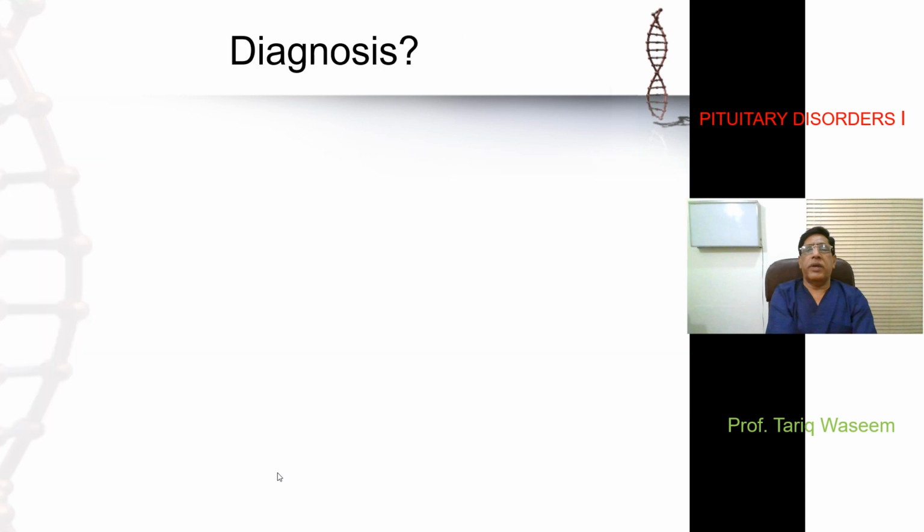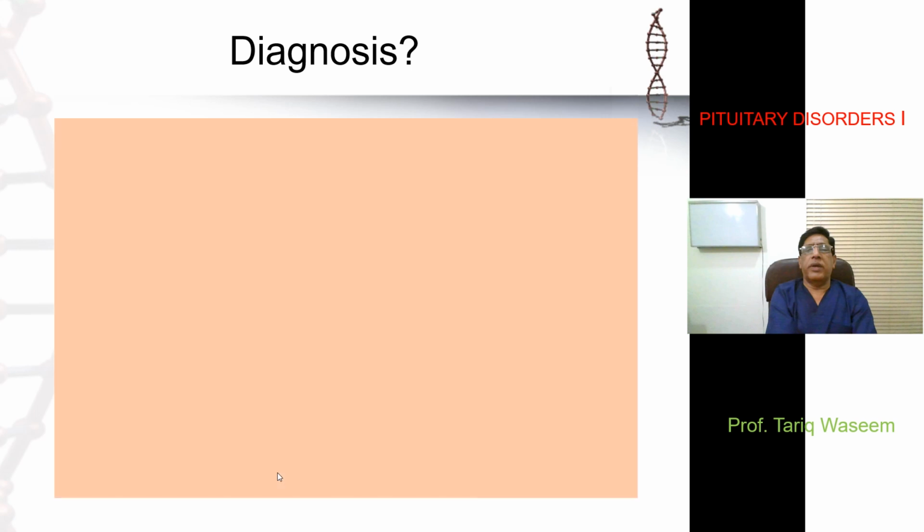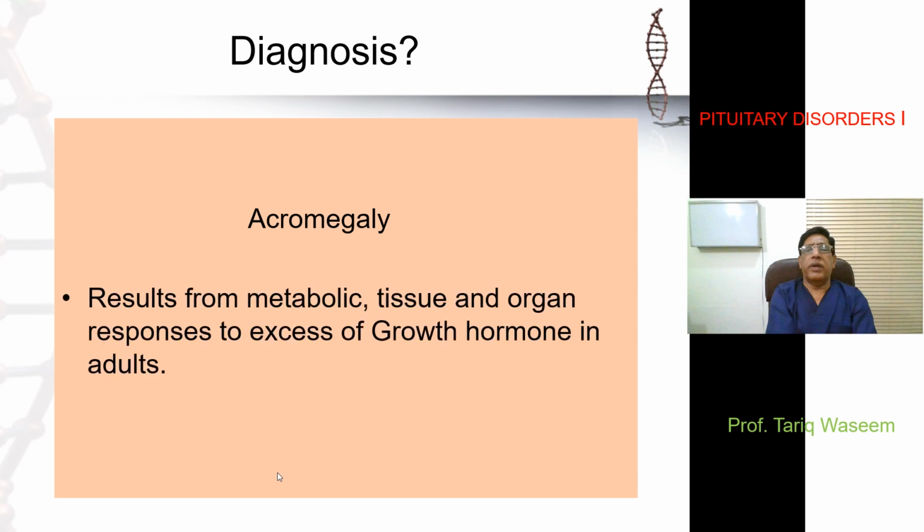I hope that with this much explanation by us, you can make out that this person has what? It's acromegaly. What is it? Now, acromegaly results from metabolic tissue and organ responses to excess growth hormone in adults.